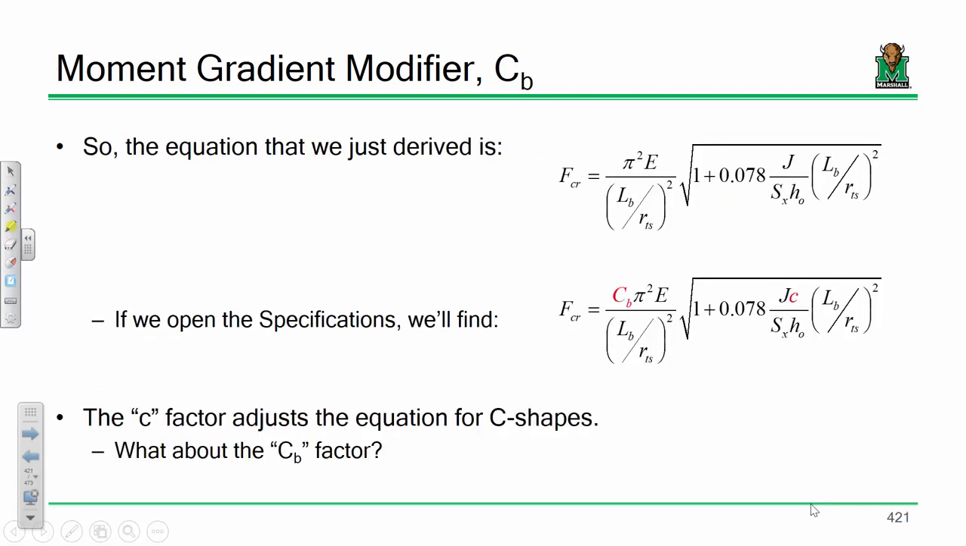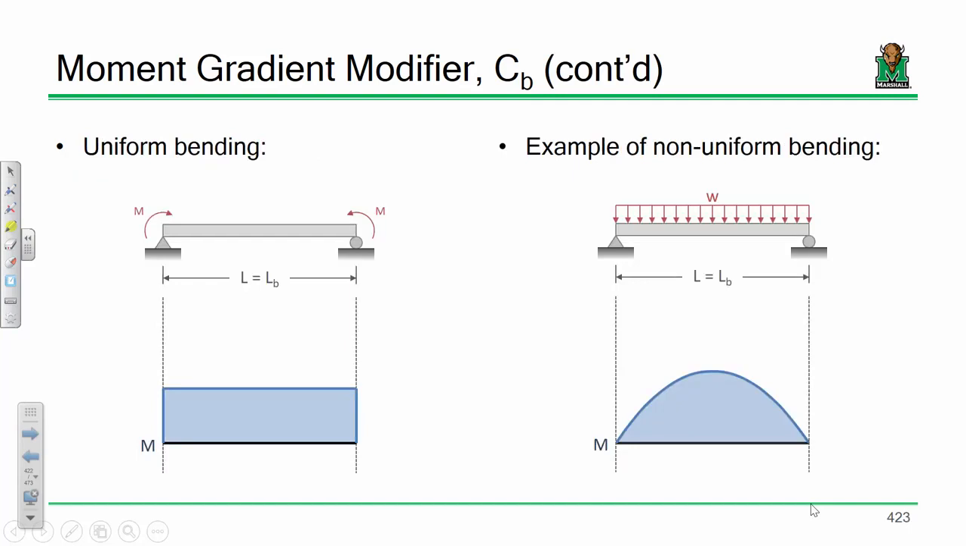Well, if you open up the spec and you look at the difference between what we derived and what's in the spec, there's this little pesky term here called C sub B. That's what C sub B does. C sub B modifies our capacity to account for this. It accounts for the difference between the uniform bending that we assume to make the math as easy as possible versus what you actually get when you're designing real-world beams. That's what C sub B does, okay?